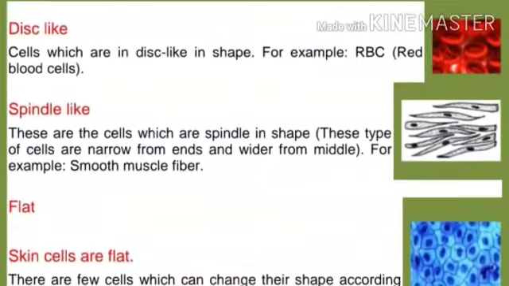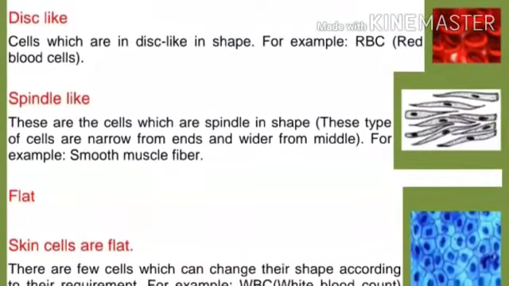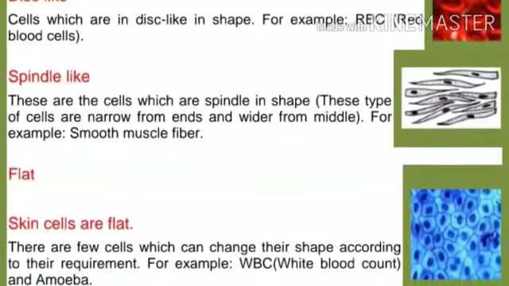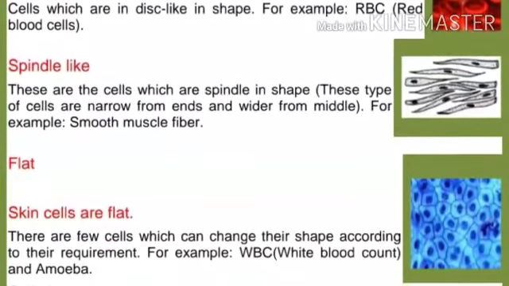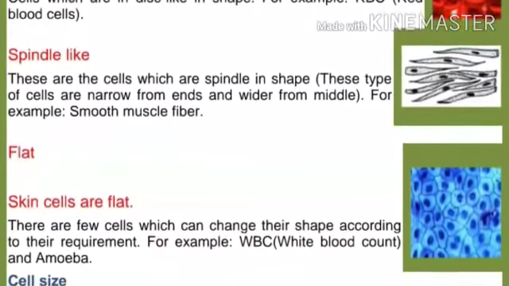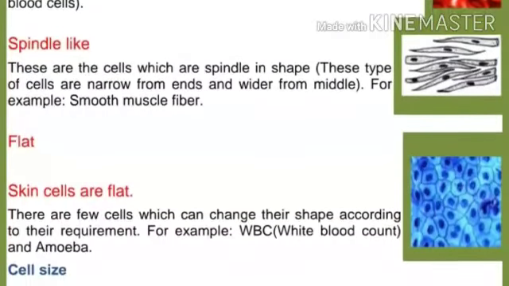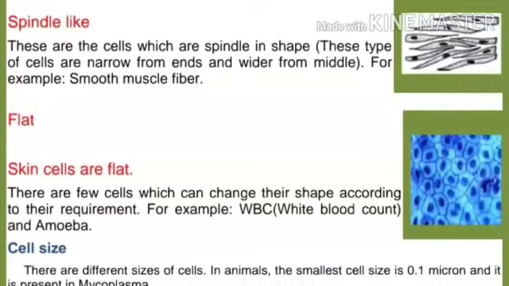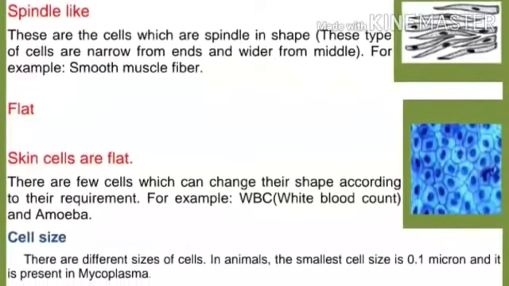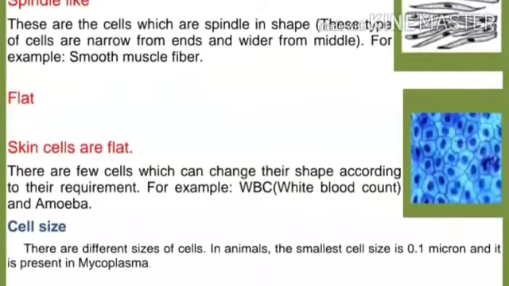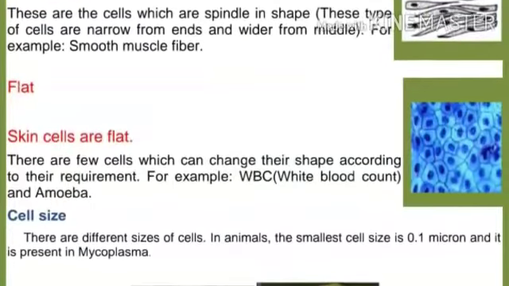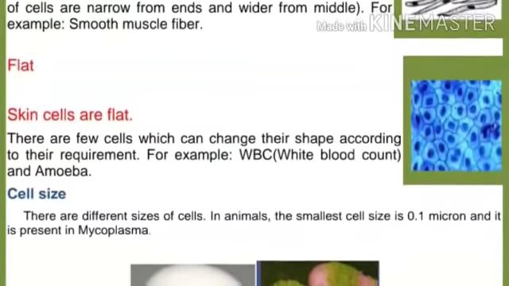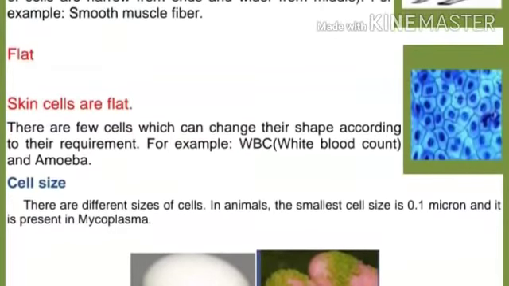The type of cells which are disc-like are called disc-like cells. For example, RBC, red blood cells. Spindle-like: these are the cells which are spindle in shape. These types of cells are narrow at the ends and wider in the middle. For example, smooth muscle fiber. Flat cells: skin cells are flat cells. There are a few cells which can change their shape according to their requirement. For example, WBC, white blood cells or corpuscles, and amoeba.